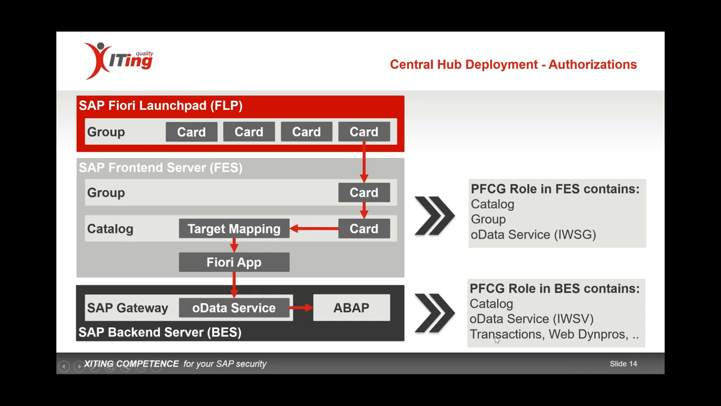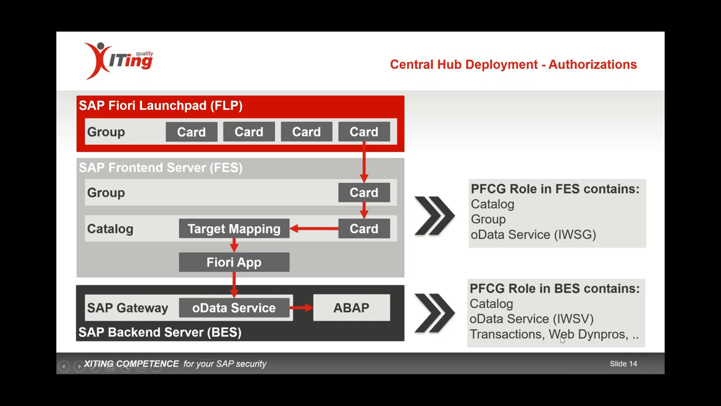In a central hub deployment, where I have a front end server and a back end server, and that's two different systems, I have to build a role in the front end and I have to build a role in the back end. Again, the front end role is pretty straightforward. It's just the OData service. There are no business authorizations. That's all on the back end.